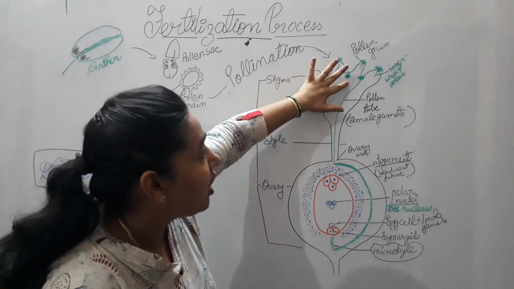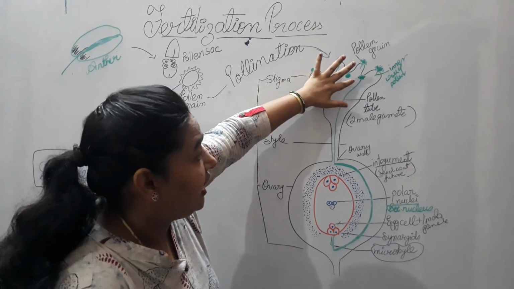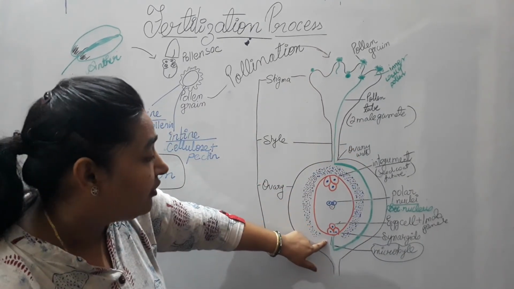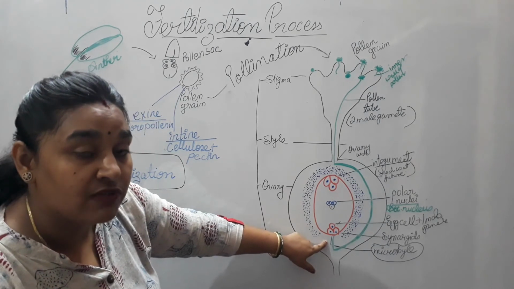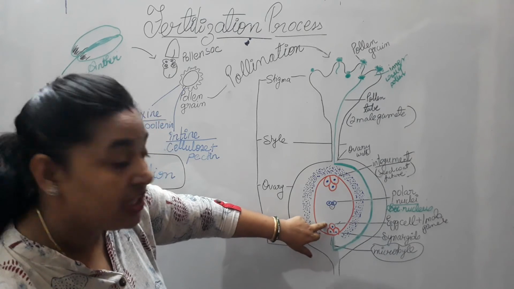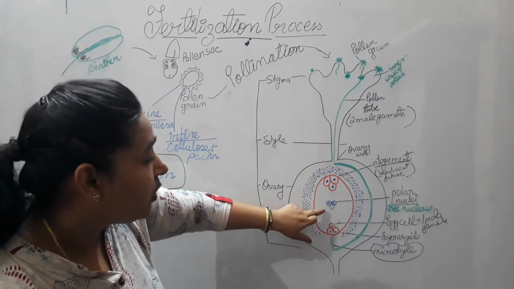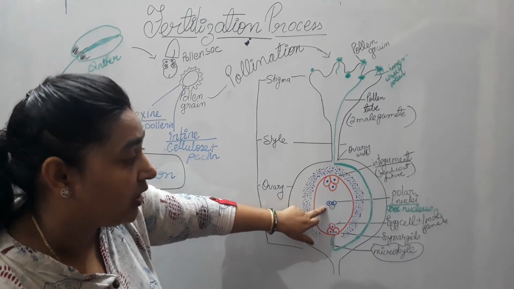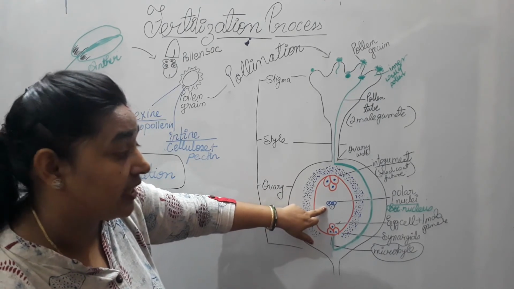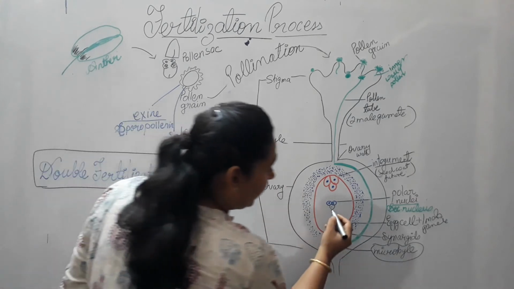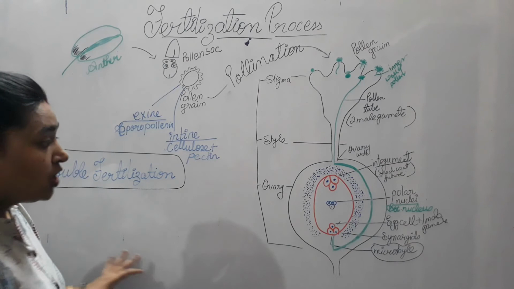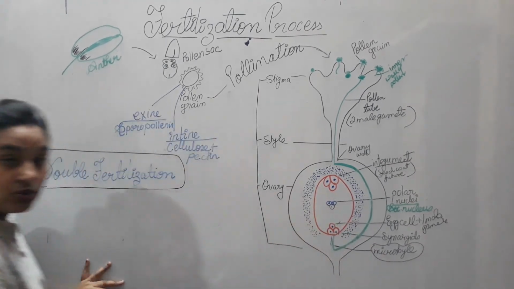So the pollen grain's inner wall elongates and reaches the micropyle. After reaching the micropyle, the two male gametes are released. One of them goes and meets the egg cell, and the other one goes to the polar nuclei, which have a product called the secondary nucleus. Here it will fuse and make the other one, right? So now let us see what they are going to do.